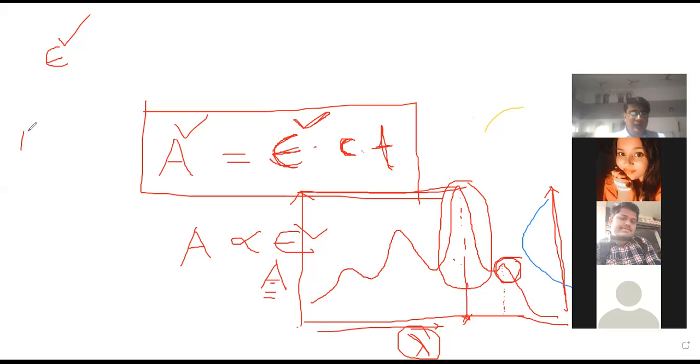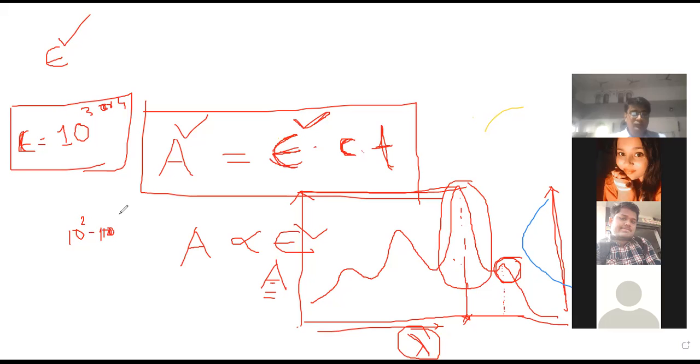Okay, so epsilon value अगर आपकी 10 to the power 3 के above है, about 10 to the power of 3, in the order of 10 to the power of 3 or 4, so those bands are more intense bands. मीडियम इंटेंस बैंड का 10 to the power of 2 to 10 to the power of 3, 100 to 1000 के बीच में रहता है उनका इप्सिलॉन वैल्यू.